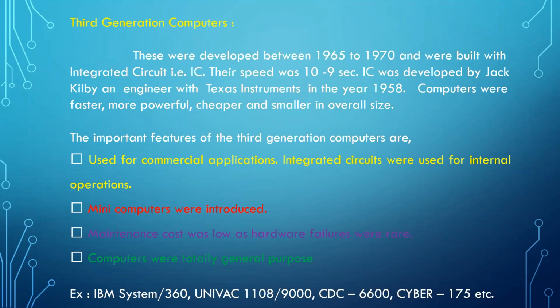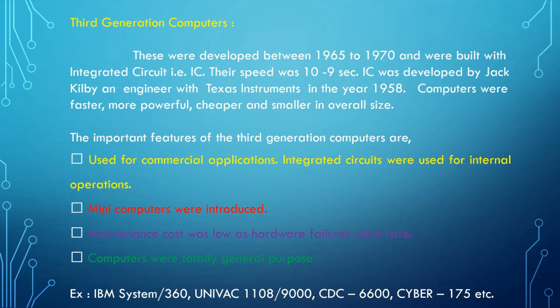Computers were faster, more powerful, cheaper, and smaller in overall size. It means the integrated circuit, a new component in the electronics field, was developed by Jack Kilby in the year 1958, so we have used it in computer manufacturing. Such computers are called third generation computers.